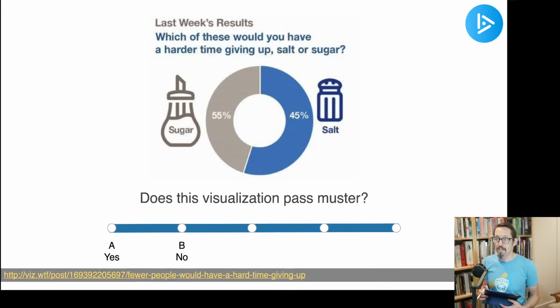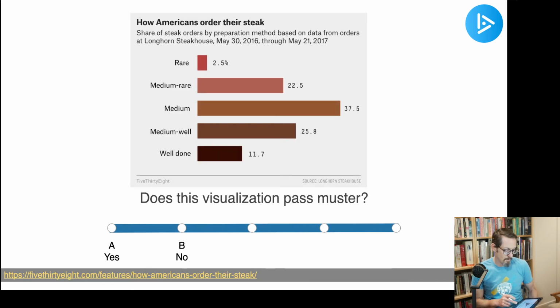So, let's do a few iClicker quizzes. Okay? So, given the things we've just said, things you should and should not do, does this viz pass muster? Not even going to ask you why. What about this one?